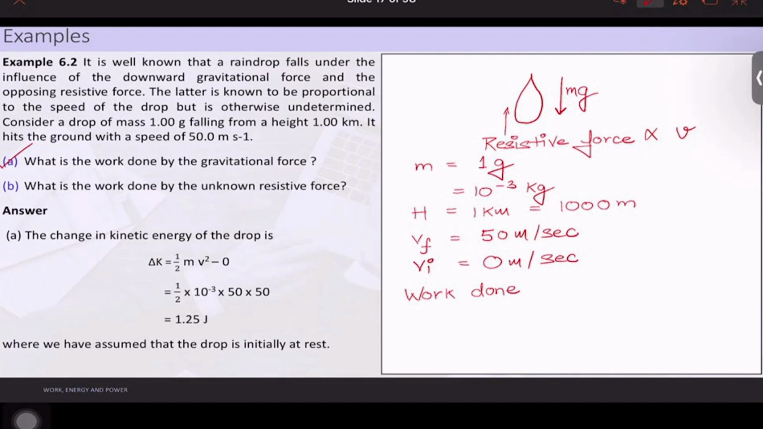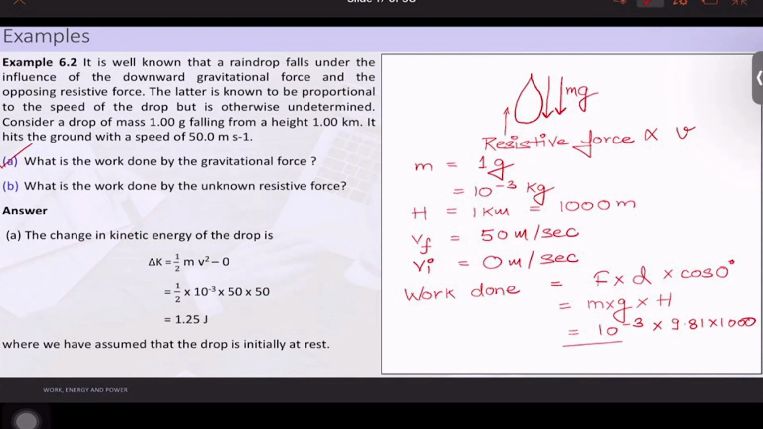So first of all, let us calculate the work done. Work done will be equal to force times displacement. The work done by the gravitational force will be in the downward direction, so the displacement is also in the downward direction. So the angle here will be equal to 0 degrees. What is the force here? Force is nothing but m into g, and the displacement is nothing but h. Therefore, mass is 10 to the power minus 3. The value of g we can take as 9.81, and height is 1000.